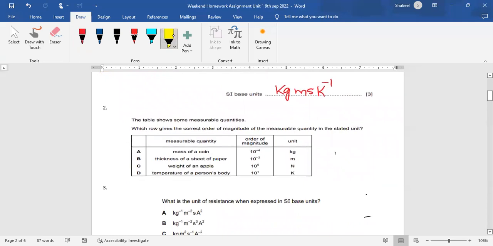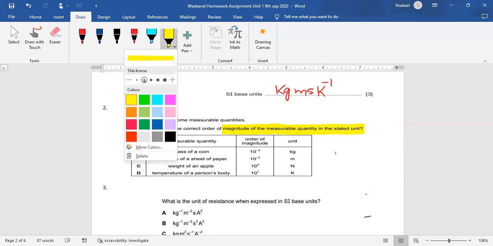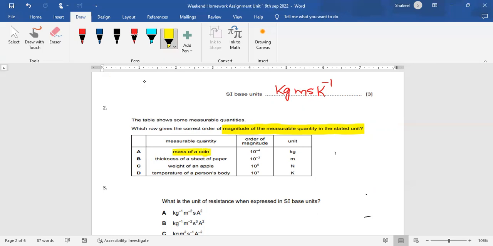Question 2, you have to tell which quantity is having the reasonable magnitude and the stated unit. So mass of a coin is 10 power negative 4. Well, 10 power negative 4, you know, is equivalent to 10 raised power minus 1 into 10 raised power minus 3 kilograms. So kilo is, you know, 3.